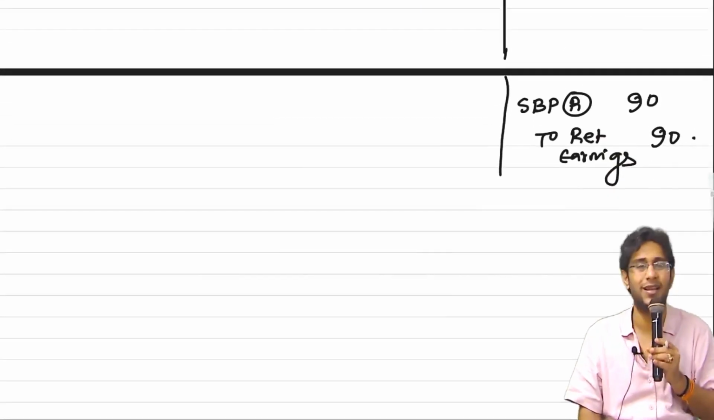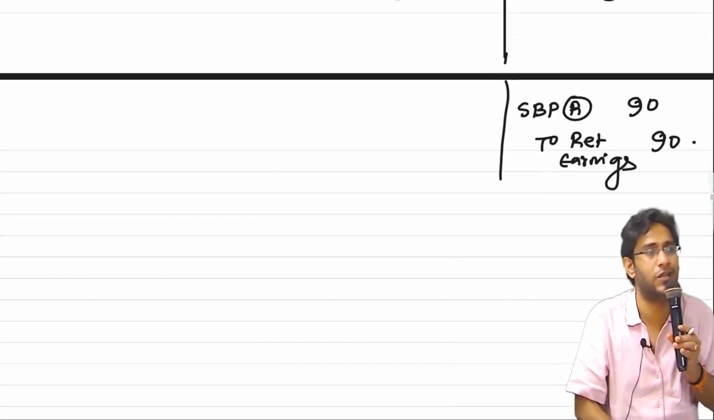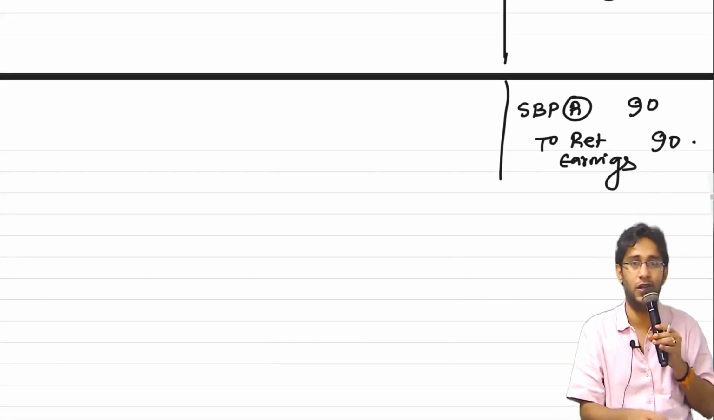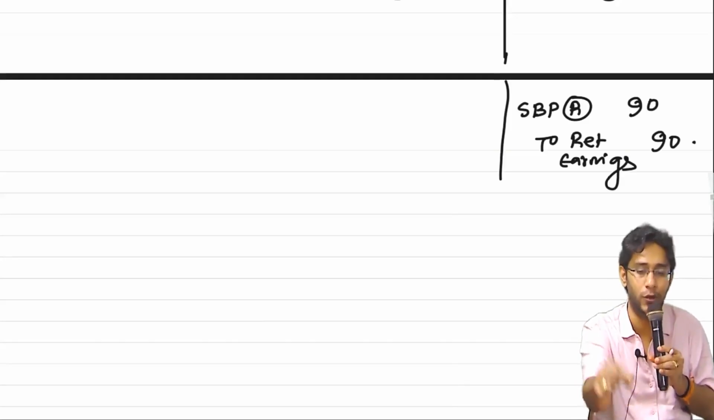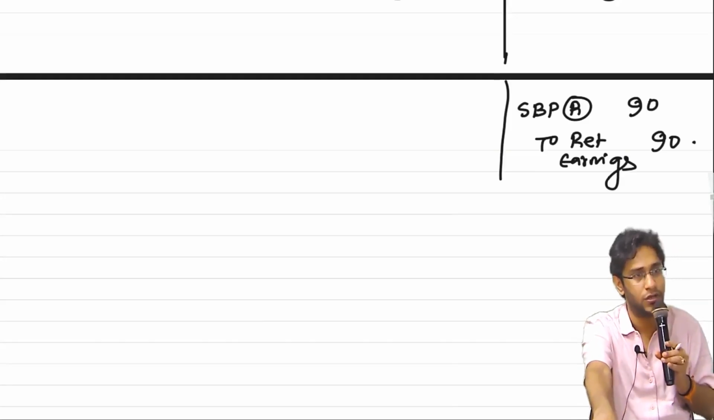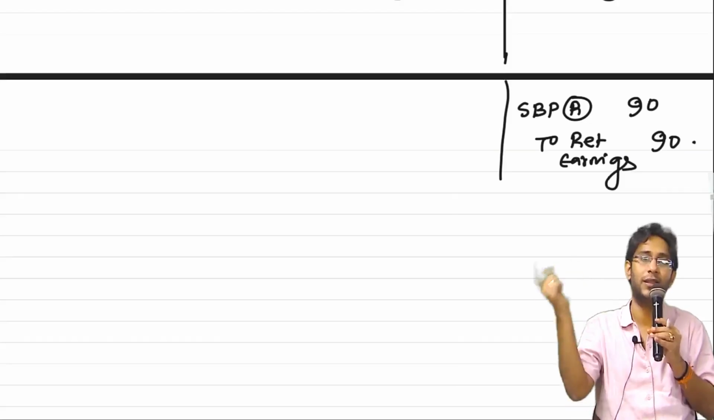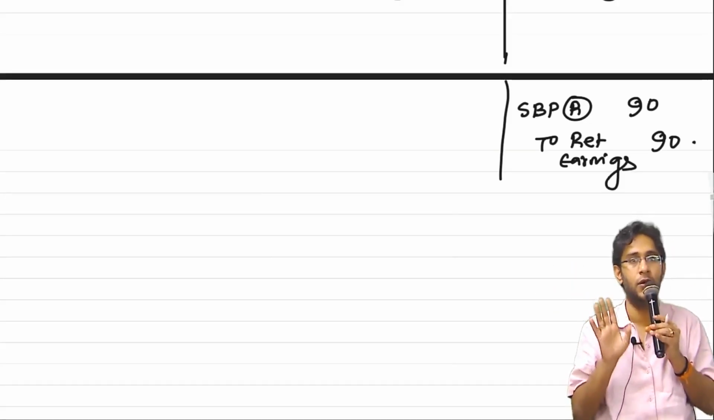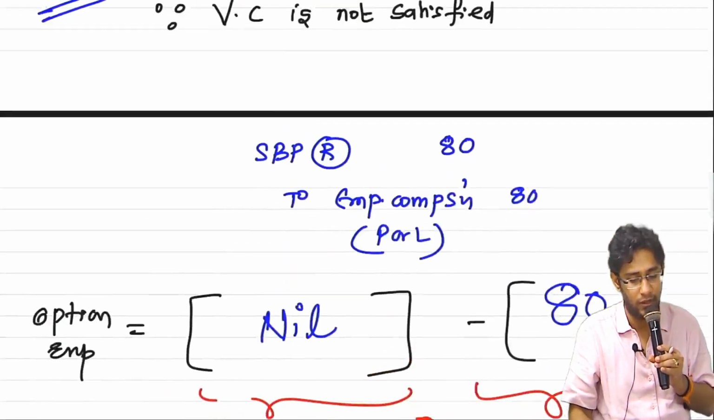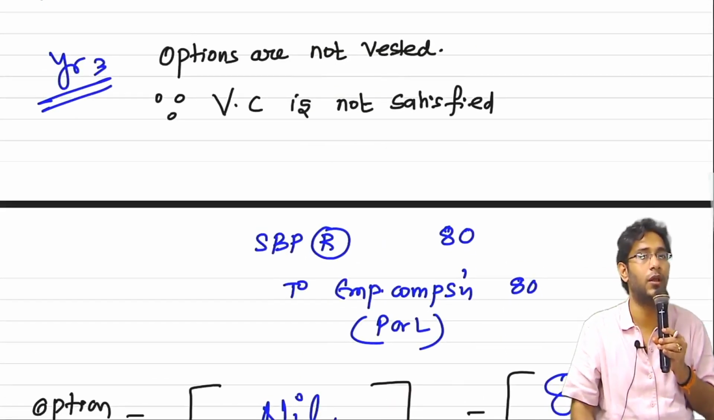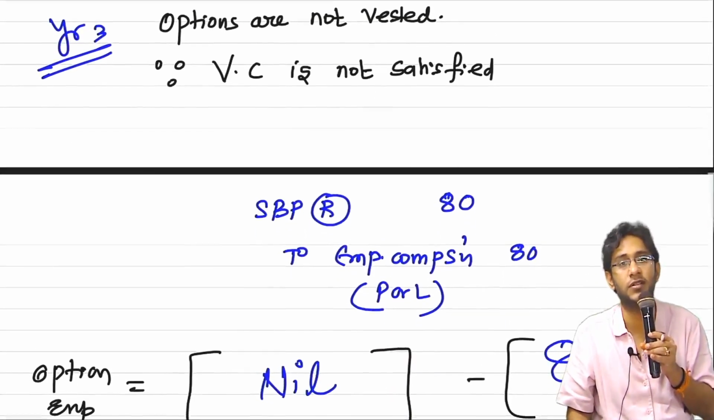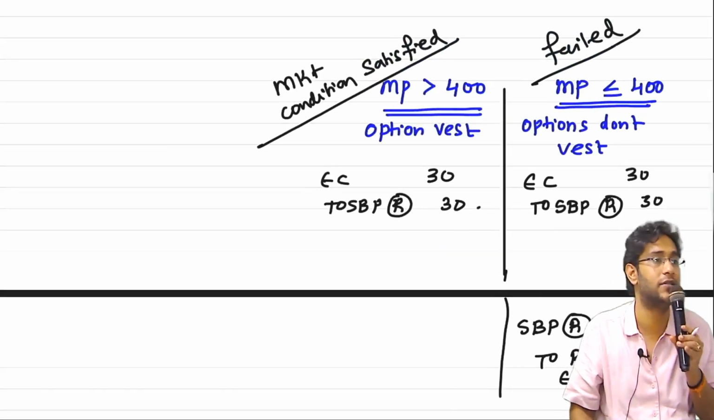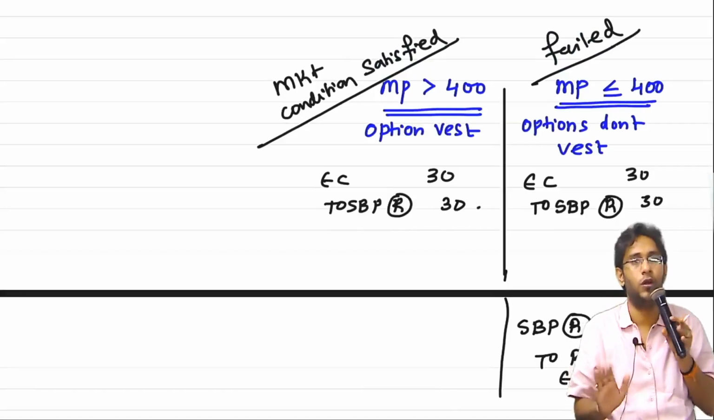When options are vested, anyway you will book expenditure. What is the big point in that? When options are not vested in the last year, knowingly you will still book expenditure, create SBP reserve, then transfer the SBP reserve into retained earnings. You will not do what we did there. What did we do there? We reversed the expenditure of the first year and second year into the P&L account of the third year. That you should not do when the market condition is failing. This is the rule.